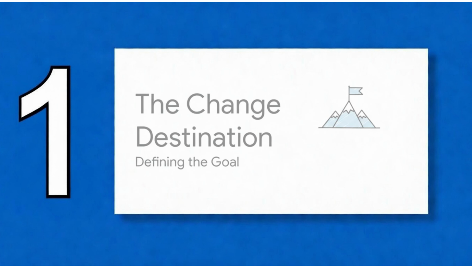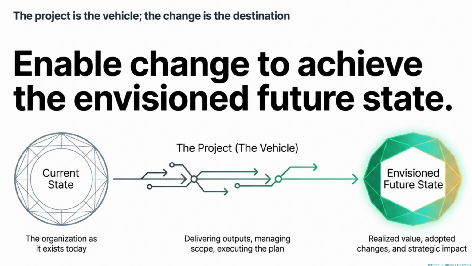What is our destination? What does it really mean to enable change? I love this slide because it frames the whole idea perfectly. The official principle, right, is to enable change to achieve the envisioned future state. But just look at this diagram. Your organization starts in its current state. The project, that's just the vehicle. It's the car you're using to get from point A to point B, the envisioned future state. All that stuff we do, delivering outputs, managing scope, that's just driving the car. The real goal, the whole point, is arriving at the destination, actually realizing value, seeing the changes adopted, and making a strategic impact.